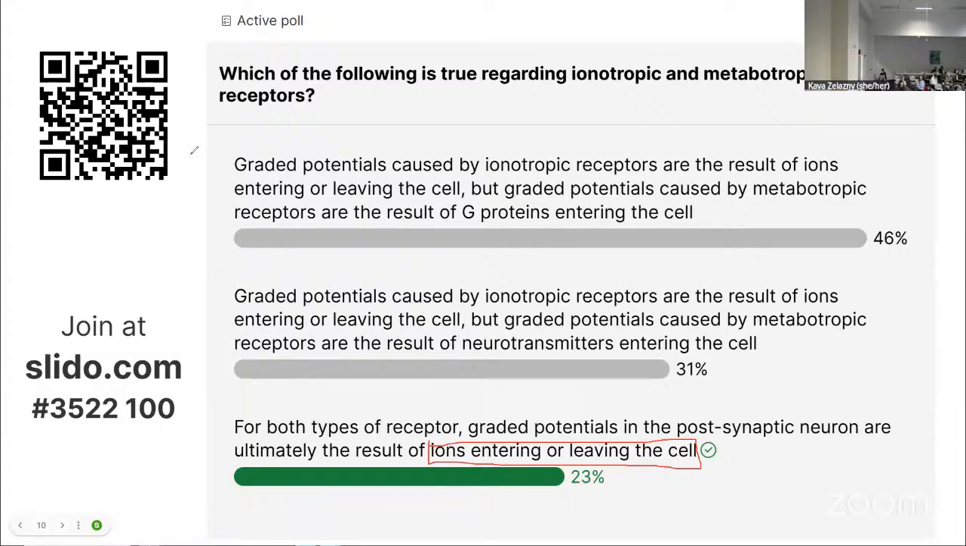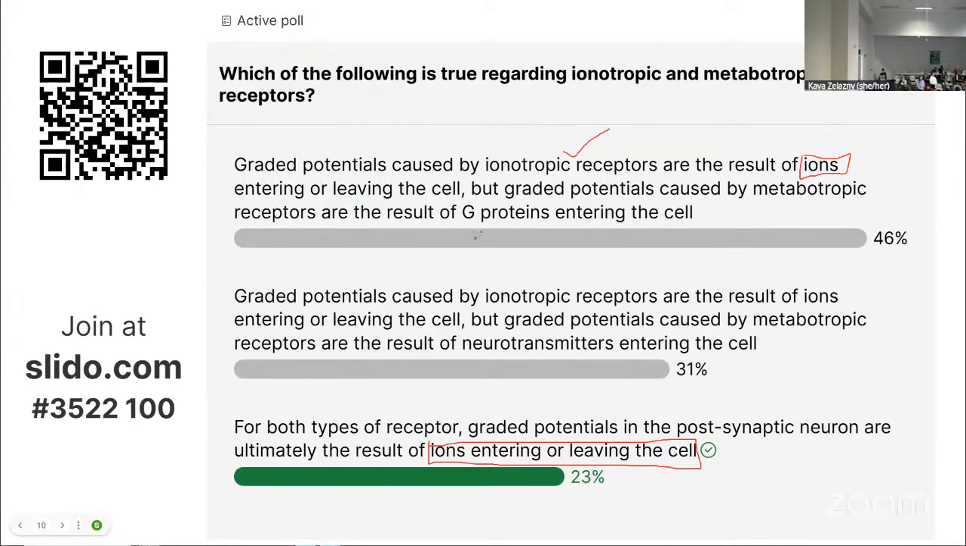Let's see what's wrong with these earlier two descriptions of our ionotropic and metabotropic receptors. When we think about the potential that's going to happen in our postsynaptic cell, it's going to be a graded potential, and it is going to be the result of ions entering or leaving the cell. That's going to be true for ionotropic receptors, but it's also going to be true for the metabotropic receptors. We just take longer to get there. We need more proteins, more systems involved.